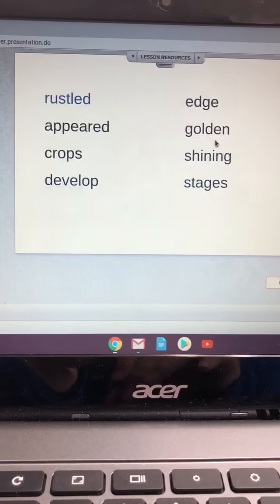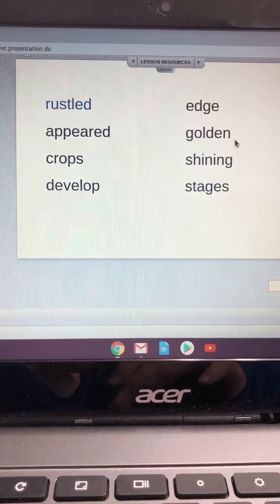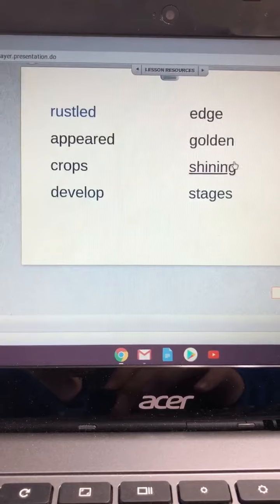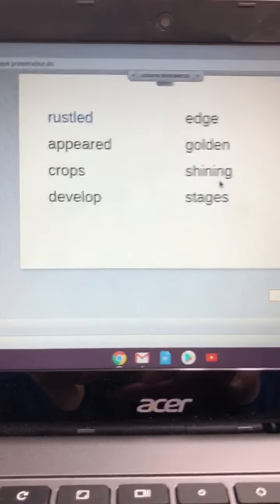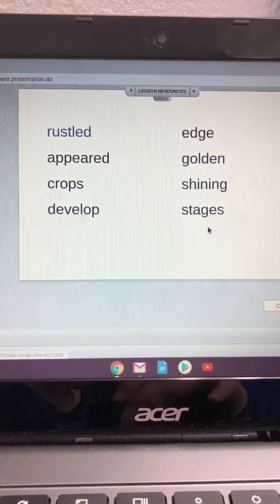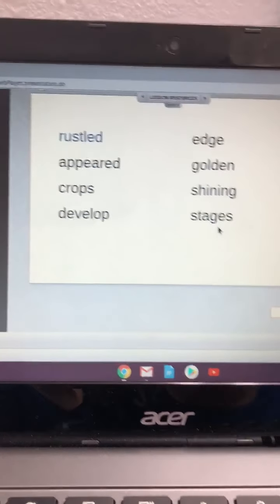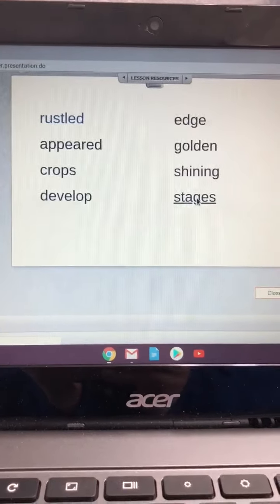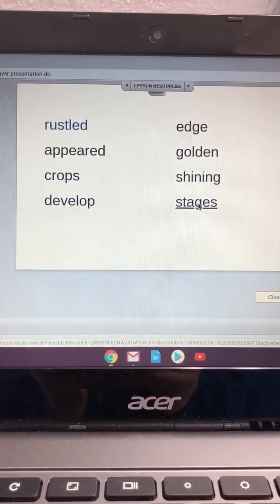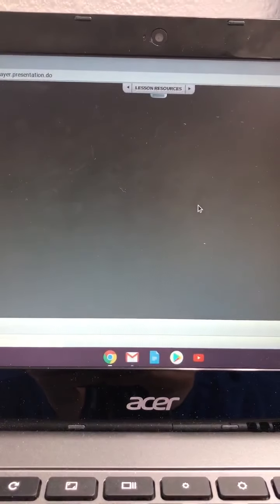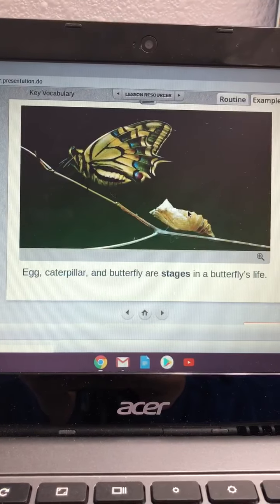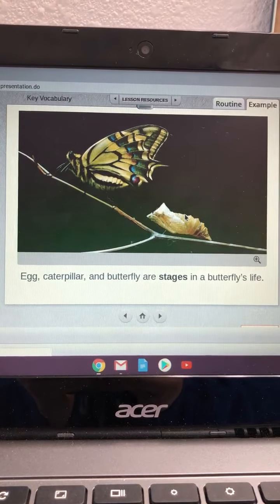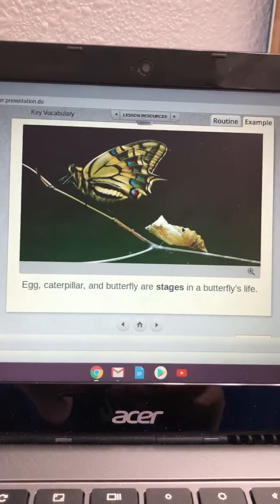Then we have golden, which is like a color. So the sun is a golden yellow. Shining, the sun is shining brightly today. Shining. And the last one is stages. Okay, what are some things that have different stages of life? We know butterflies do. They start off as caterpillars and then they go through different stages to become a butterfly. So egg, caterpillar, and butterfly are stages in a butterfly's life.